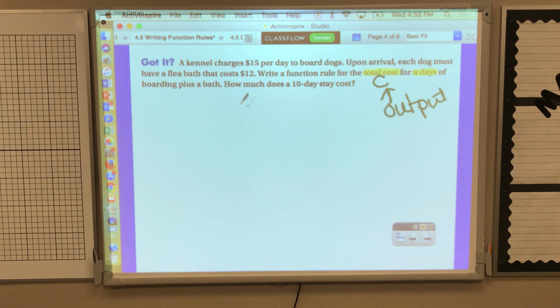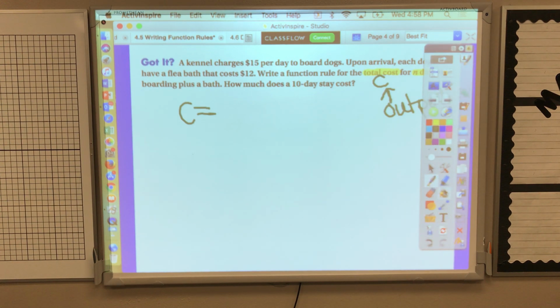Okay, so when I write my rule, it's going to start with C equals. Okay, so now back to the rest of the problem. The kennel charges $15 per day to board a dog, and then each dog is given a bath that costs $12. So you have to figure out which one of those is your coefficient, which one's changing every time, and which one's your constant, which is your starting amount.